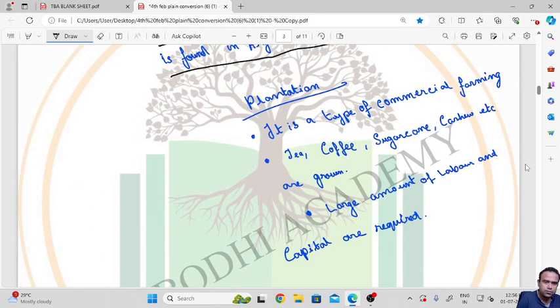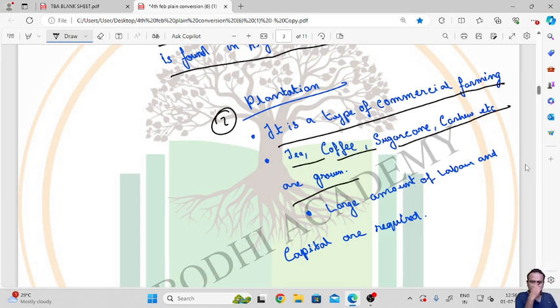Okay, let's go to the next point, plantation. Plantation is a type of commercial farming. As it is commercial farming, commercial crops are grown: tea, coffee, sugarcane, and cashew. Why tea, coffee, sugarcane, and cashew? Because these are commercial goods. If a farmer sells these goods, the farmer gets a good amount of money. So tea, coffee, sugarcane, and cashew are grown.